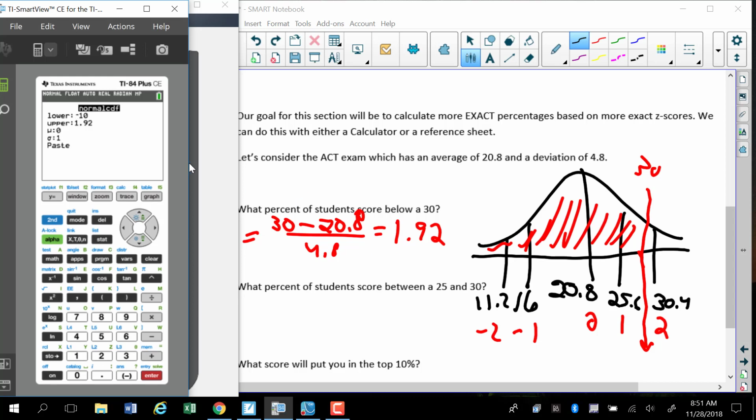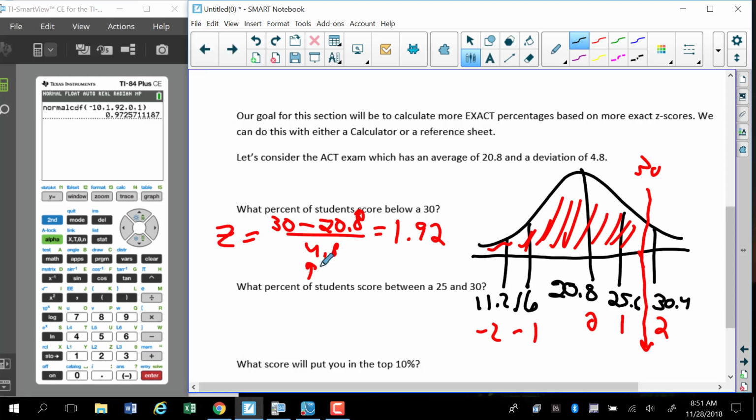So in this case, we're going to do a lower bound of -10. We're going to go way down here for our lower bound. And our upper bound, we're going to use 1.92. And then go down to paste, hit enter, and 0.9725, which is around 97% of students will score below a 30 on the ACT.